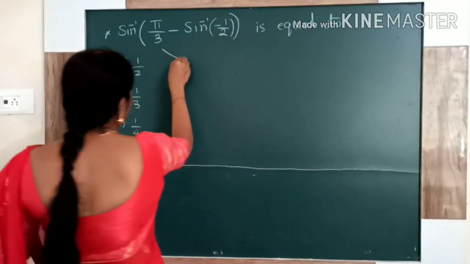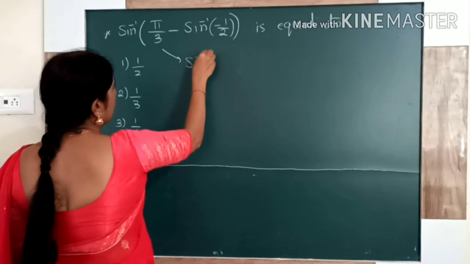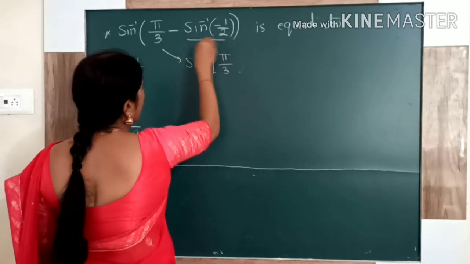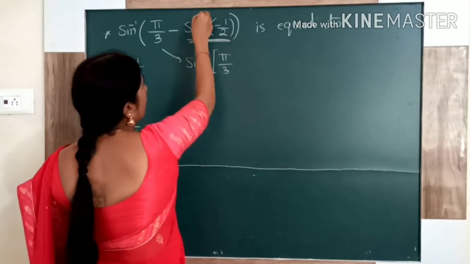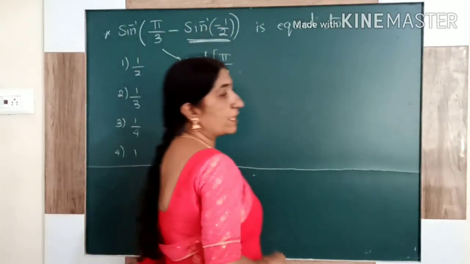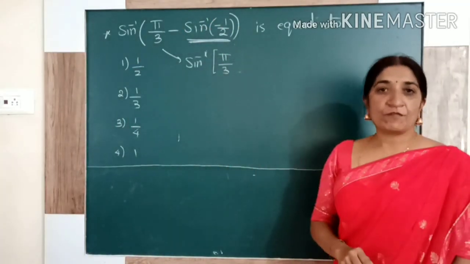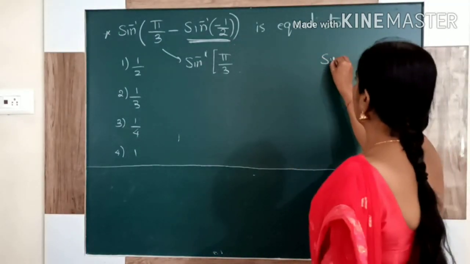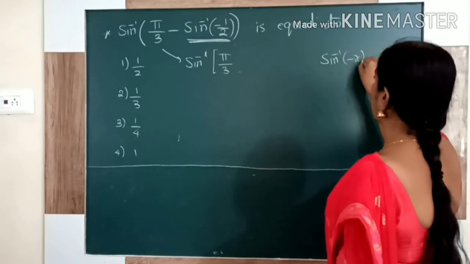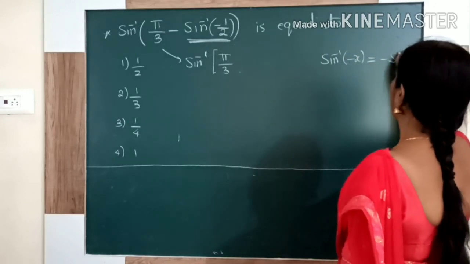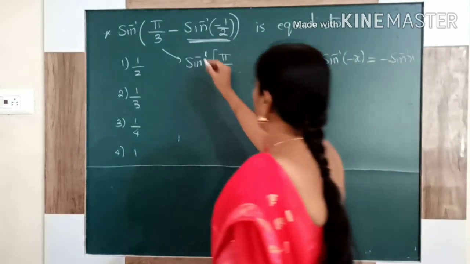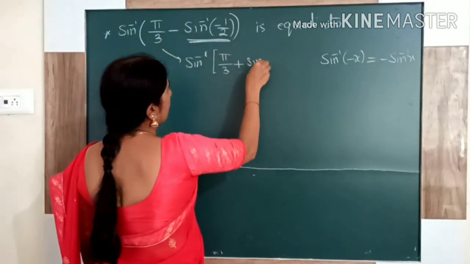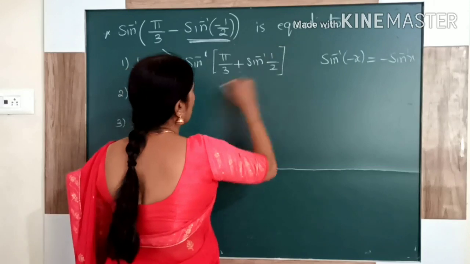First write it as it is. It is sin inverse in the bracket pi by 3 as it is. See this value, it is in the form of sin inverse minus x. Already I told you, in the question, if you have a negative, please refer to the formula list. So the formula is sin inverse minus x is equal to minus sin inverse x. Outside already a minus is there, and one more minus, it becomes plus sin inverse 1 by 2.